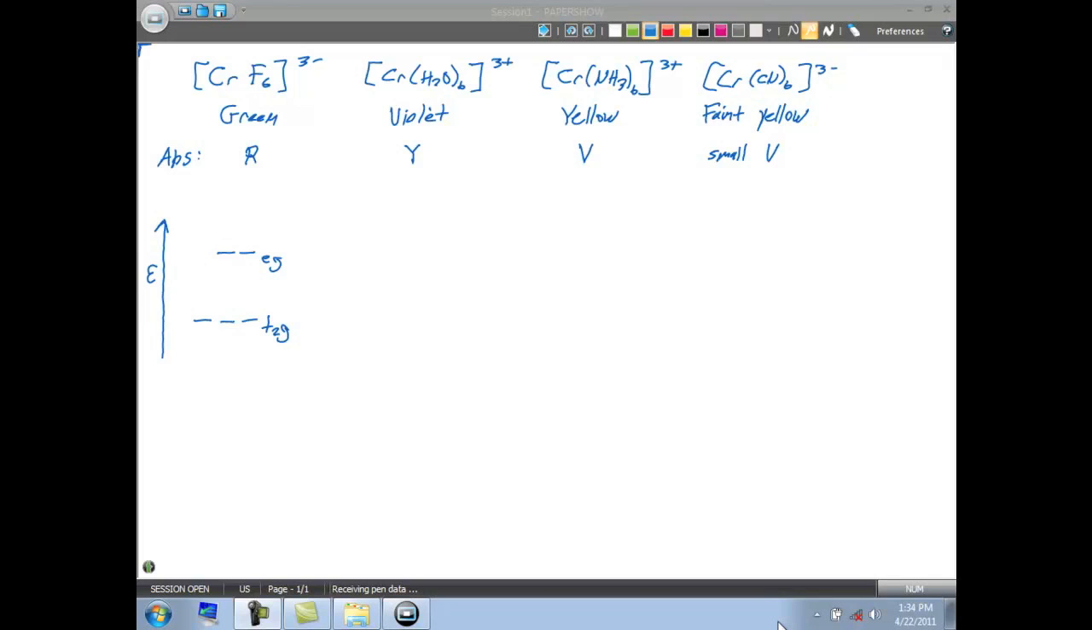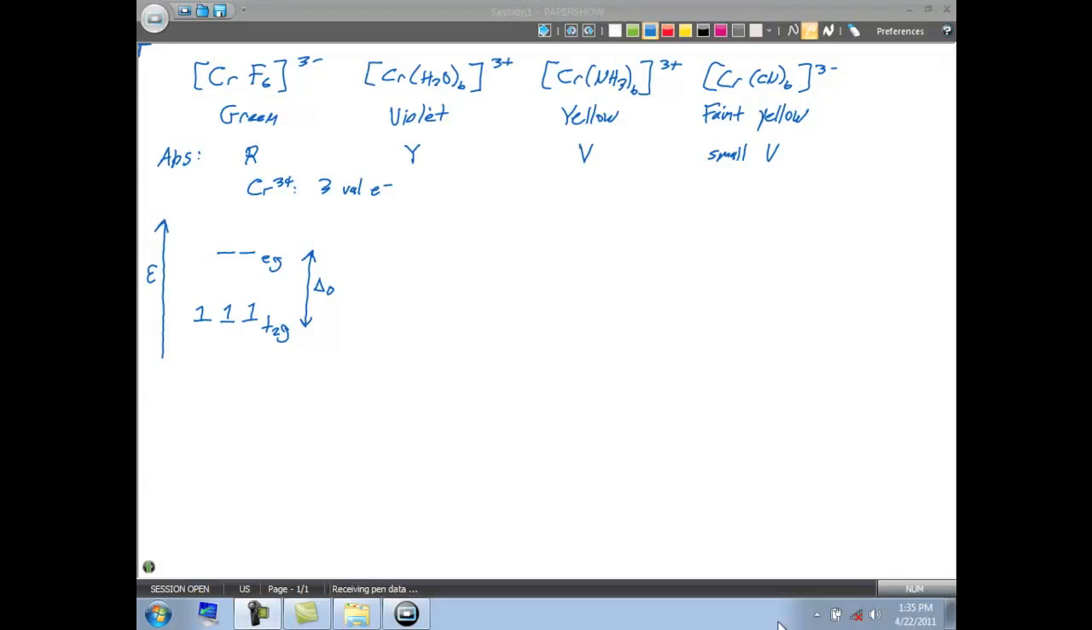This is chromium 3+. In chromium 3+, we have 3 valence electrons, and those valence electrons are going to populate these orbitals to give the lowest energy configuration possible. So if I have to put 3 electrons in here, I'm going to put them all in the t2g set, and I'm going to make them all in the same spin direction. This difference between the t2g and eg orbitals we discussed as delta O.